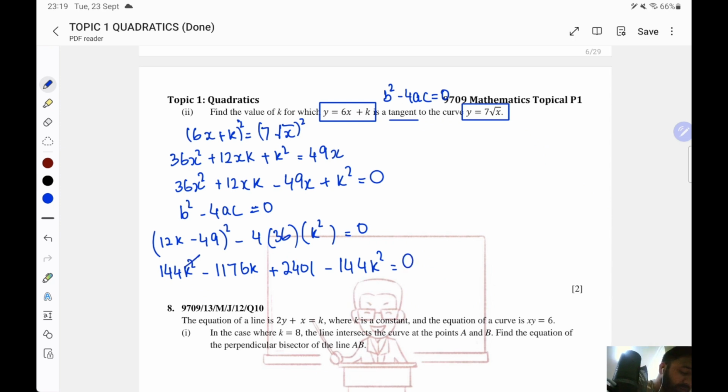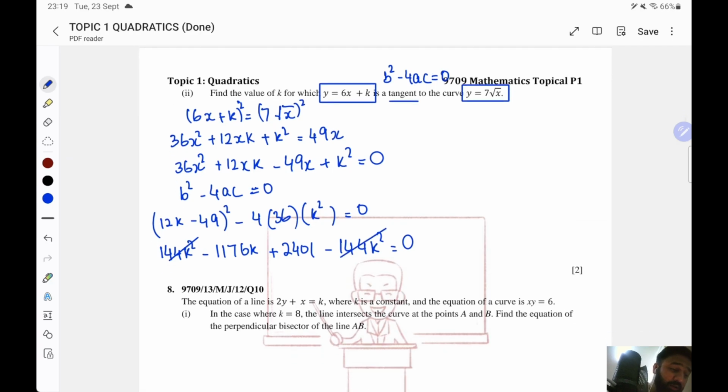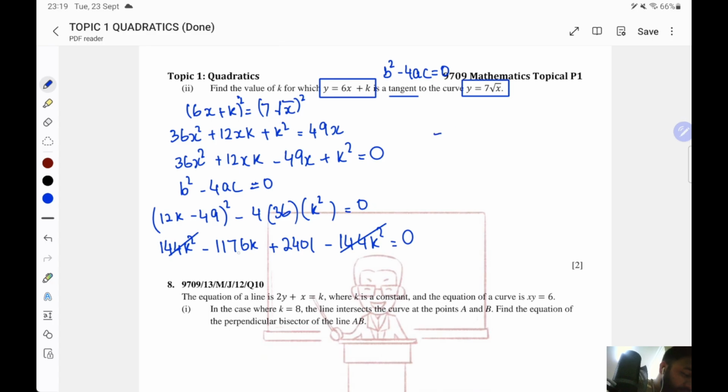Now 144k square and 144k square will cancel out. So we are going to be left with minus 1176k, and it will be equal to negative 2401. Negative and negative will cancel out, and k will be 2401 divided by 1176. So 2401 divided by 1176, simplified answer is 49 divided by 24. So the value of k is 49 divided by 24. So yeah, I hope the question is clear to you.